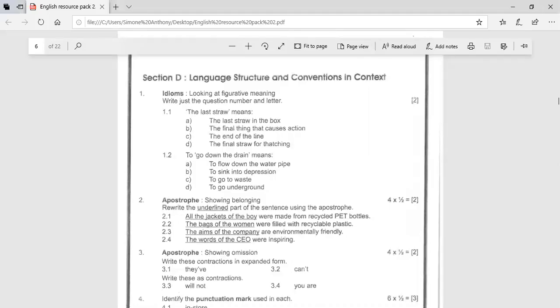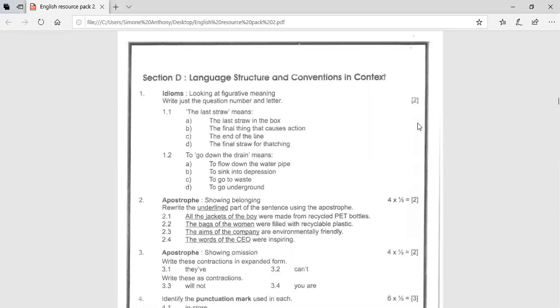Good day, learners. Today we are looking at section D of the examination paper, and it focuses on language structure and conventions in context. Now, the first question is based on idioms. What is an idiom? An idiom is a figure of speech whereby words or phrases have a figurative meaning.